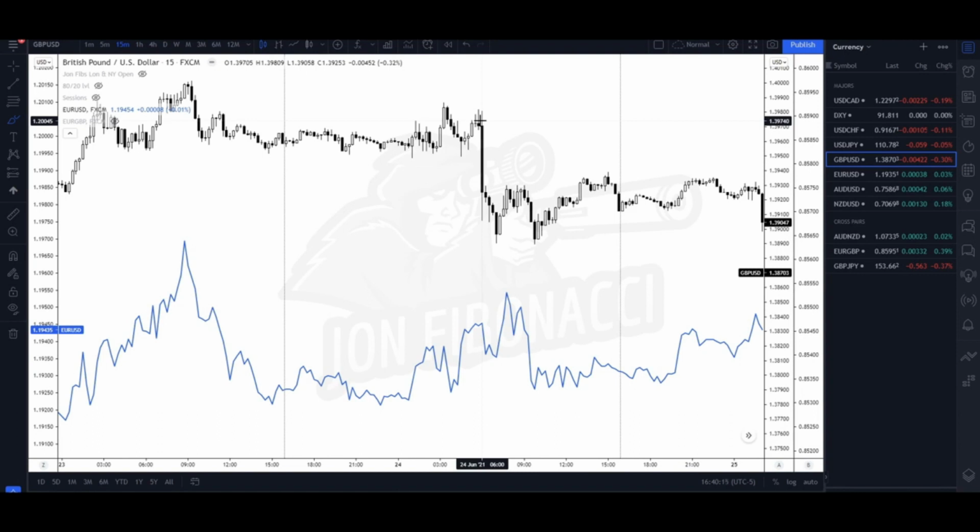You're looking at majors, looking at crosses as well, and confirming what's going to be strong and weak, and hopefully if it's a buying opportunity, buy strength, or if it's a shorting opportunity, short weakness, and that's really about it.